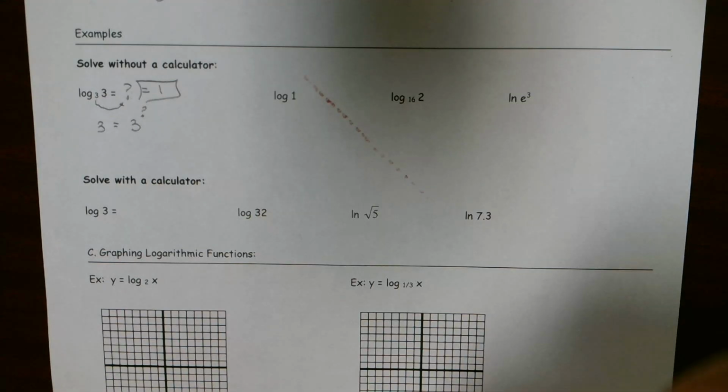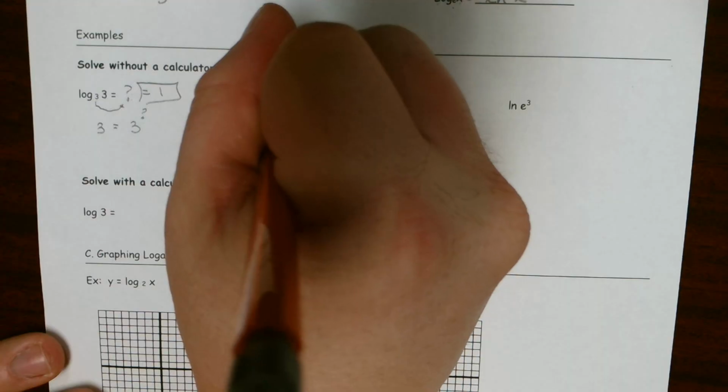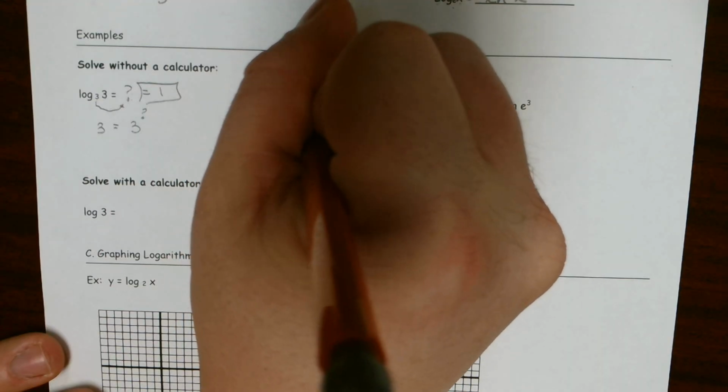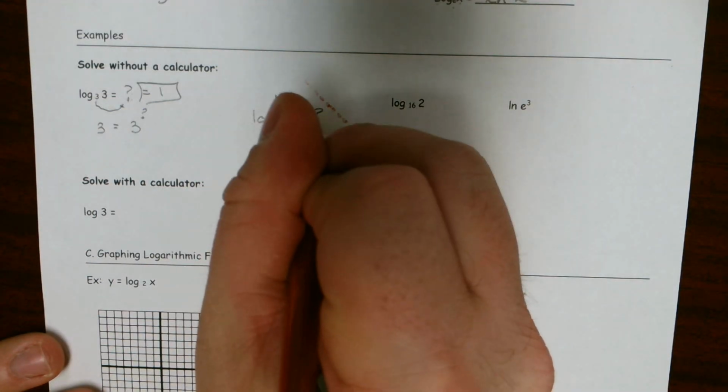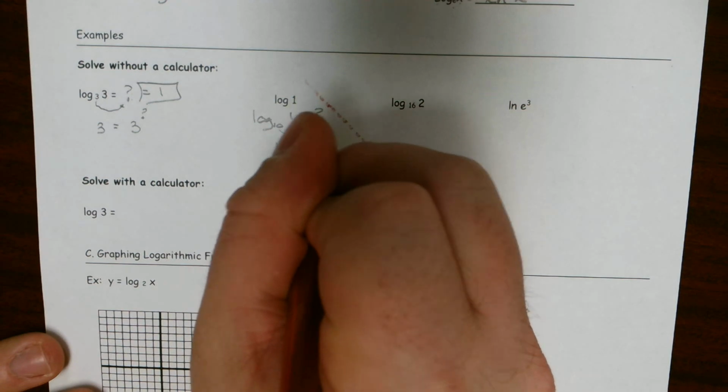Okay, let's take a look at the next one. Log, oh, we don't have a base here, so I'm going to write it in. When you don't have a base, you can assume it's base 10. Log base 10 of 1 is equal to what? Well, convert it to an exponential. So 1 is equal to 10 to the what power?